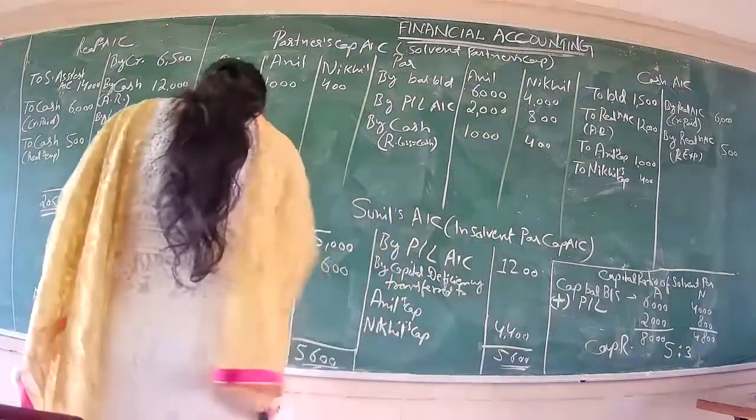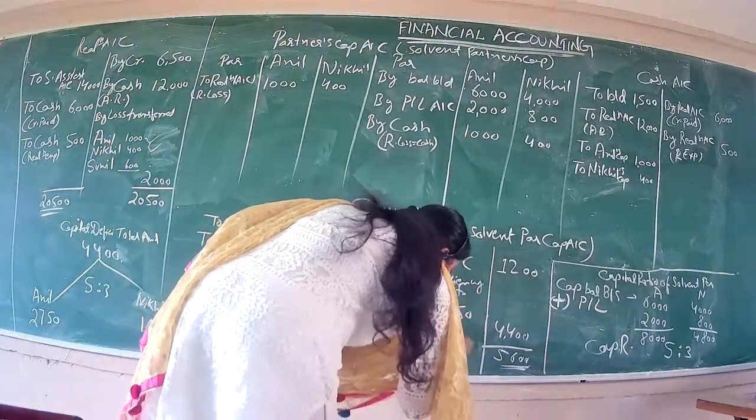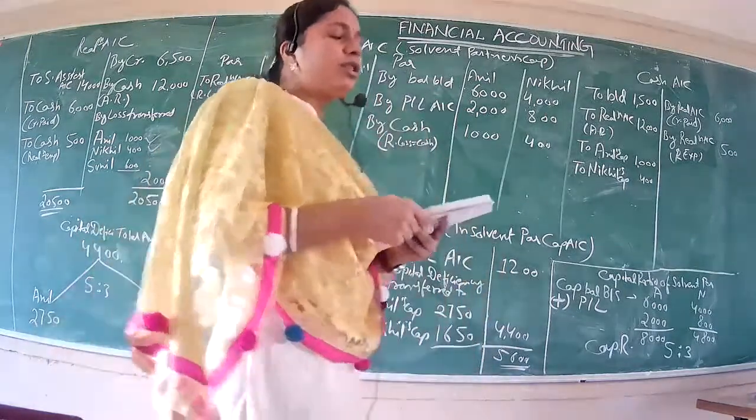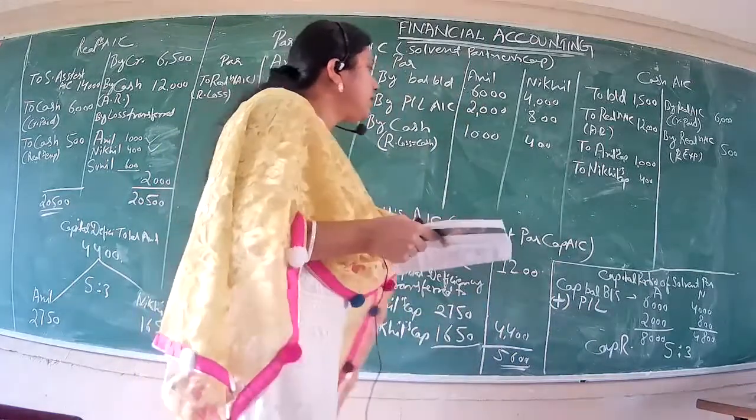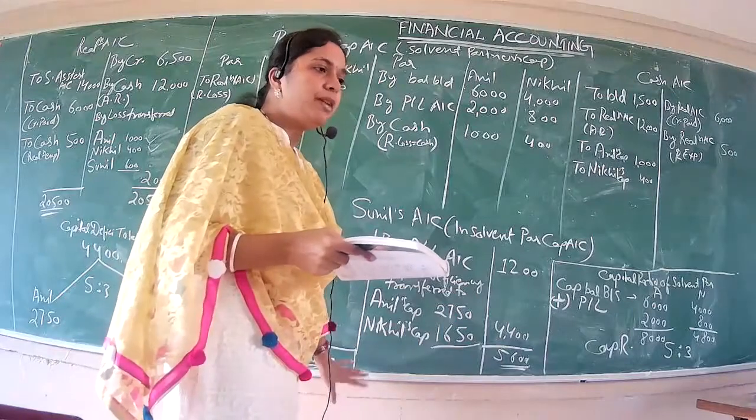How much is Anil bearing? Anil is bearing 2,750 and Nikhil is bearing 1,650. Total is your 4,400. And with this, Sunil's account, that is the insolvent partner's capital account, got closed. Clear? I hope so. Fine.